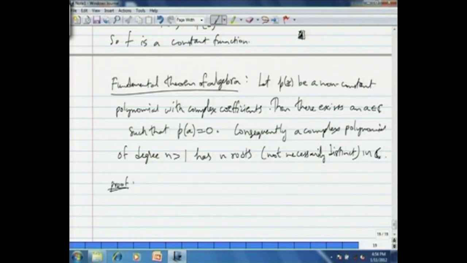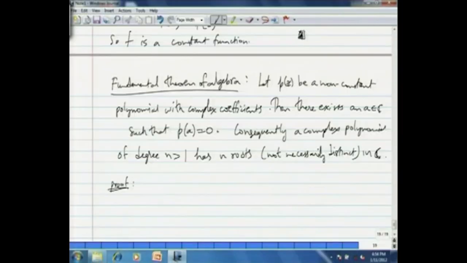Any complex polynomial, any polynomial with complex coefficients, has a root, has a 0, and then consequently, applying this repeatedly, it has n zeros, where n is the degree, if it is a non-constant polynomial. So, here is a proof. Suppose that it does not have a 0. Let p be a non-constant polynomial and suppose p of z is not equal to 0 for any z belongs to C.